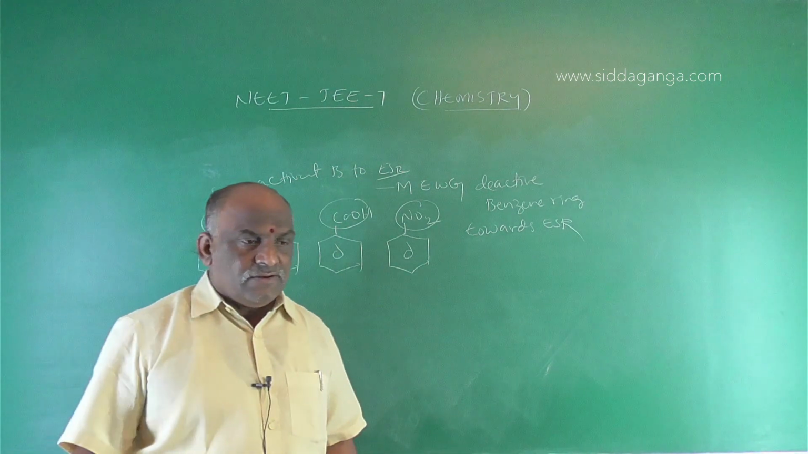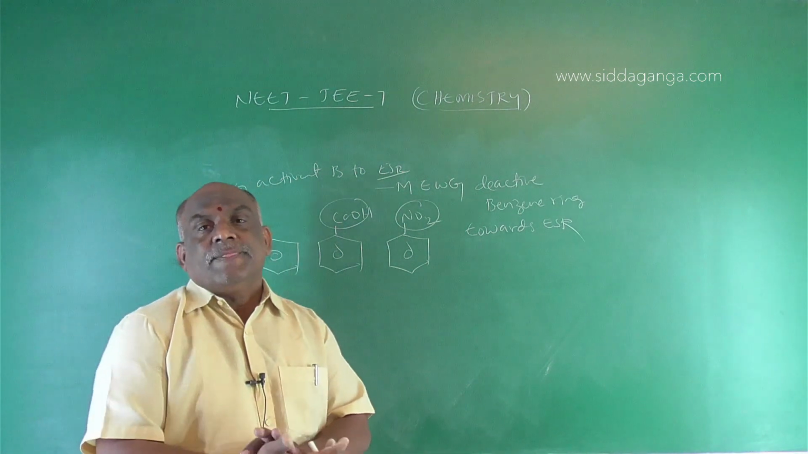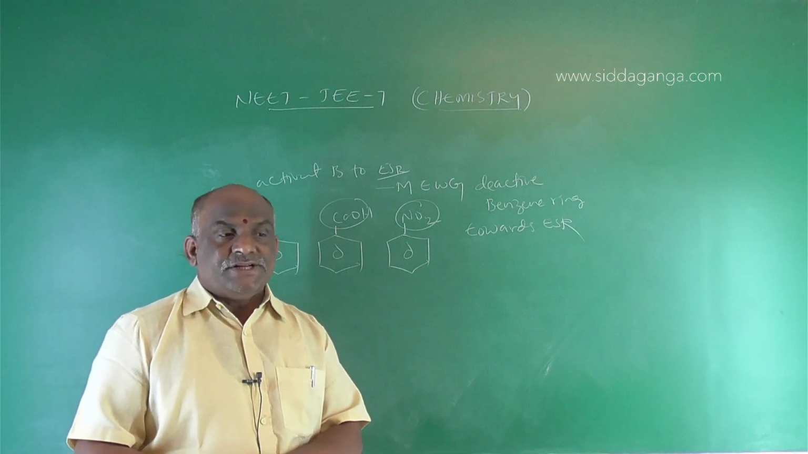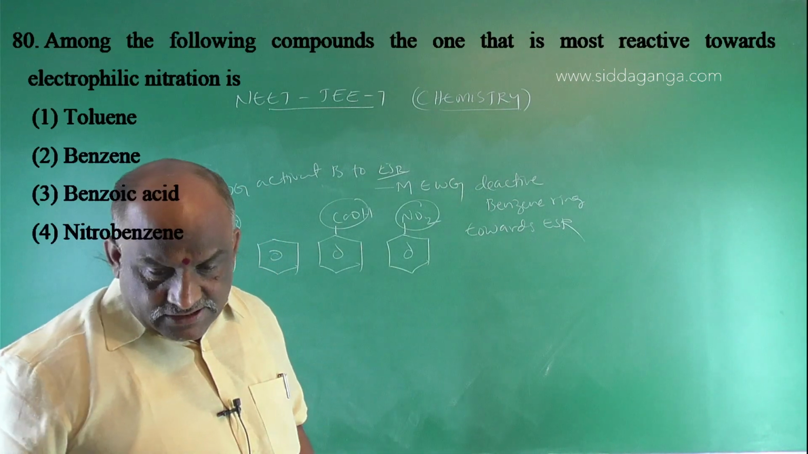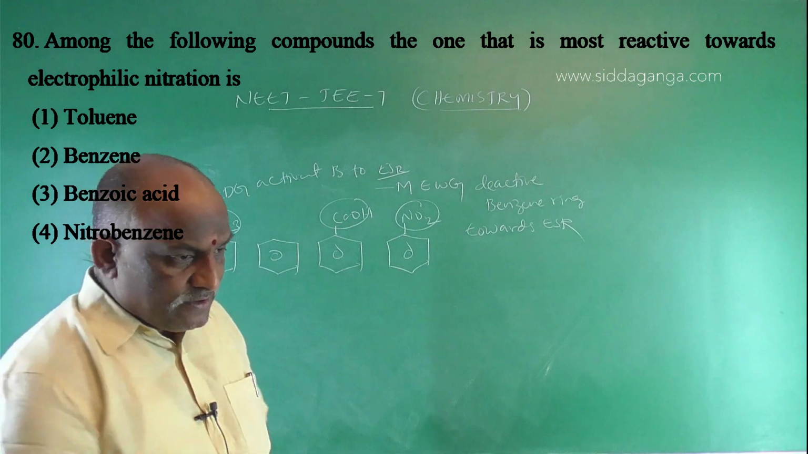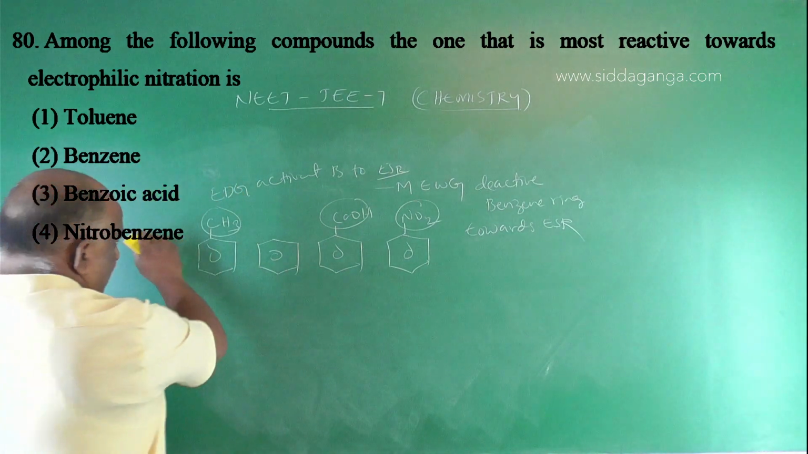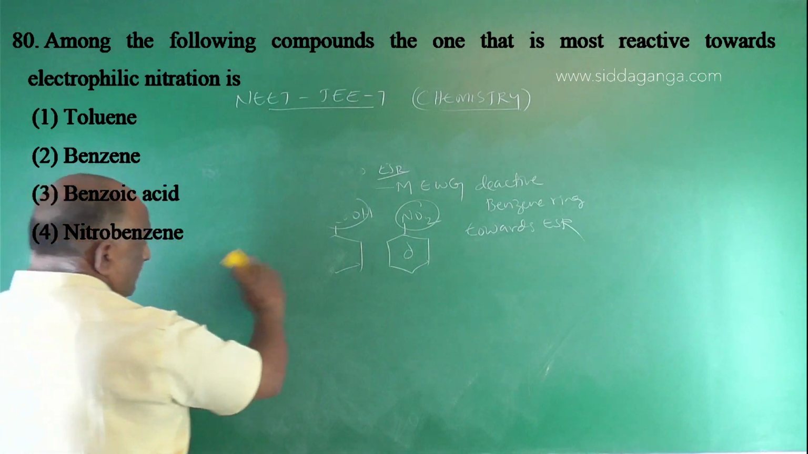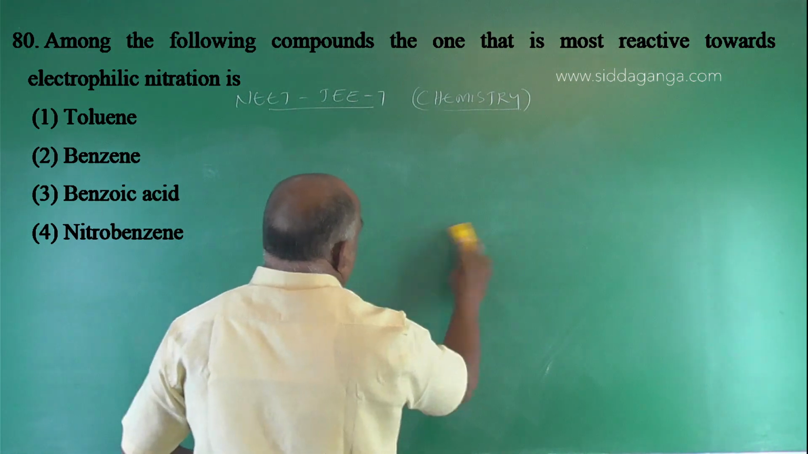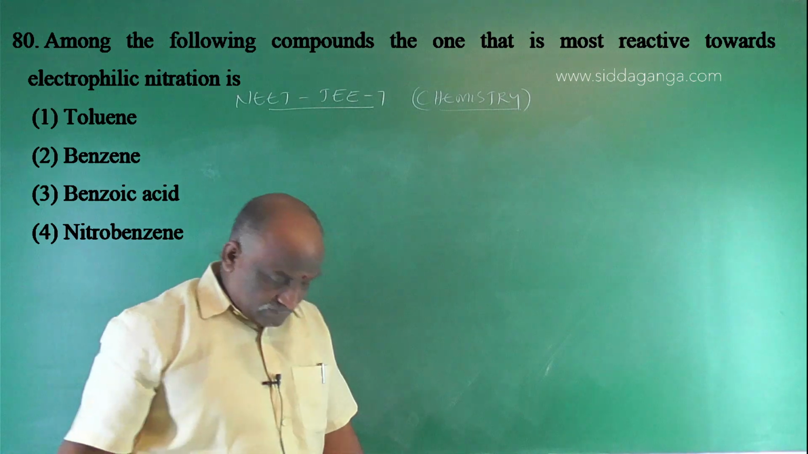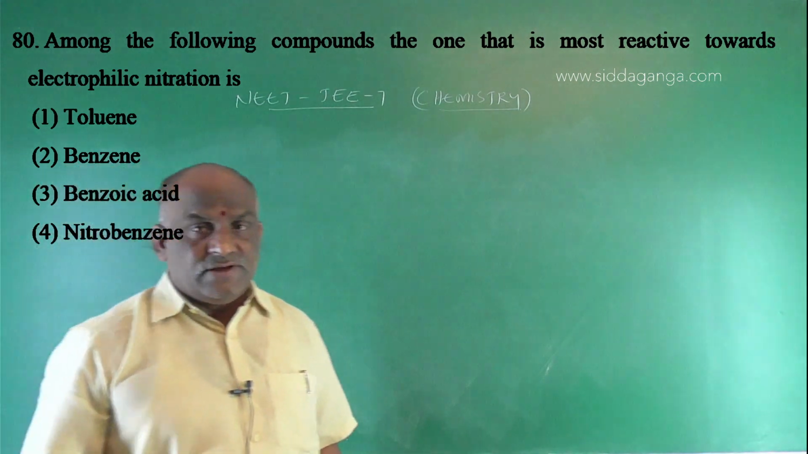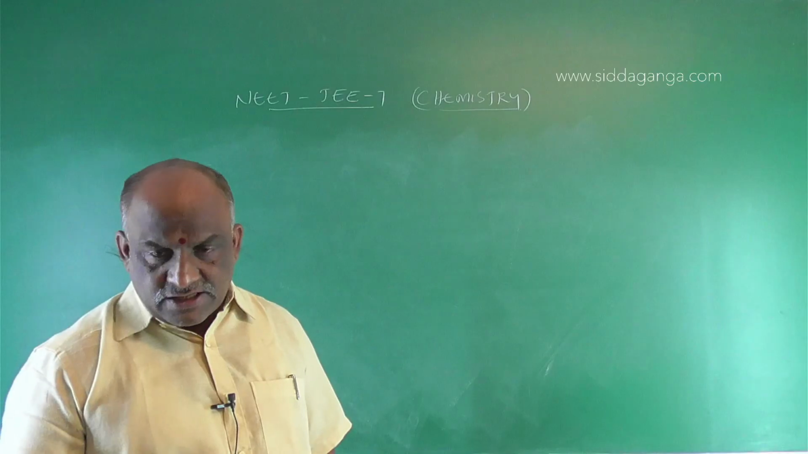Toluene easily undergoes nitration, that is an electrophilic substitution reaction. So the right answer for this question is the first option. Nitrobenzene and benzoic acid have electron withdrawing groups. The remaining are benzene and toluene. Toluene has an electron donating group, that's why electrophilic substitution reactions will occur very fast.